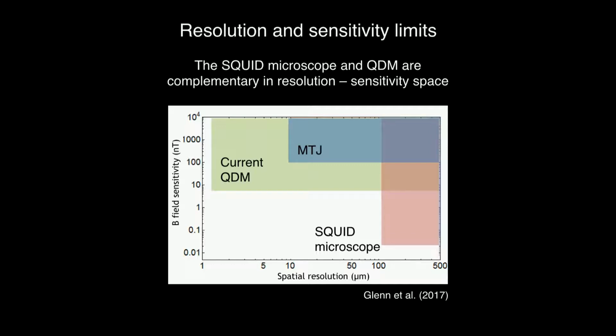So the resolution is pretty easy to understand. That's basically just how close your sources can be before you can tell them apart. The sensitivity is a little bit more nebulous, I think. Right? What does 5 nanotesla DC field sensitivity really mean in practice?